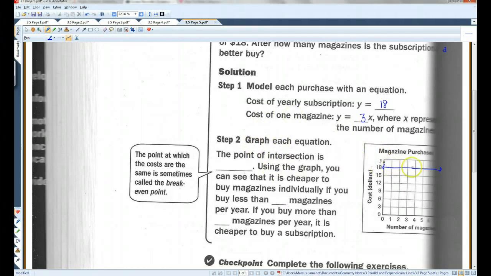Graph each equation. This one's easy to graph. Point of intersection is, hold on. Before we do this, let's graph this. There is no b, so you can just assume that the b is 0, because there is nothing added here. M is 3, b is 0, so I can start here. I'm going to go up 3.